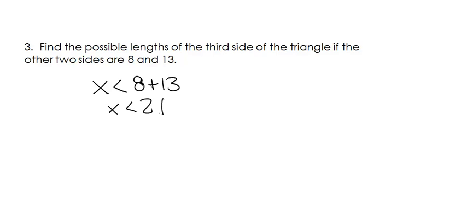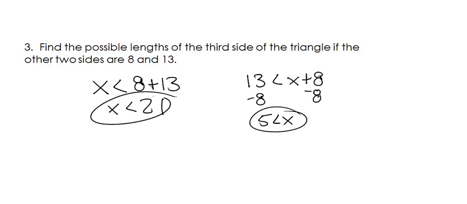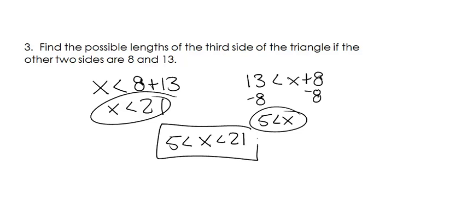Okay, for my other inequality, I want to assume that x is actually the smallest side instead of the biggest side. If x is the smallest, then 13 is the biggest. So 13 is less than x plus 8. If I simplify this, I subtract that 8 from both sides and end up with 5 is less than x. So what this tells me from these two separate inequalities is that x has to be between 5 and 21. Whatever the unknown side of the triangle is, it's between 5 and 21, and that would make those three possible sides make a triangle.